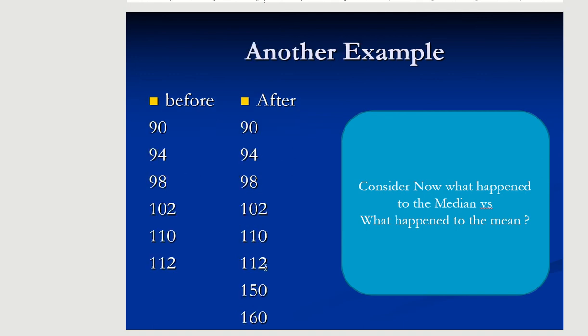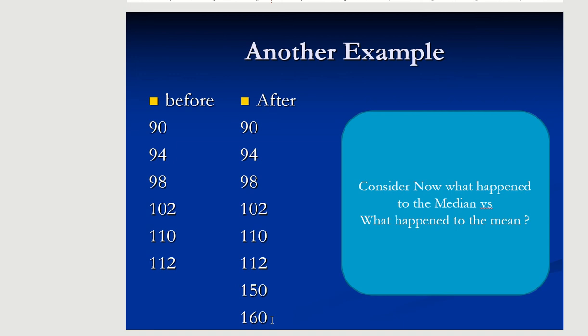One more example. In this example, I have 6 values: 90, 94, 98, 102, 110, and 112. To this data set, I add 2 values, 150 and 160. Obviously, 150 and 160 are large values, and I ask you, what do you think is going to happen to the mean, and what do you think is going to happen to the median? And I ask you to calculate the mean and the median for each example.